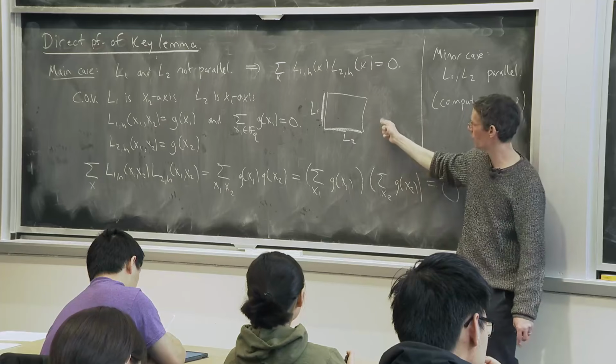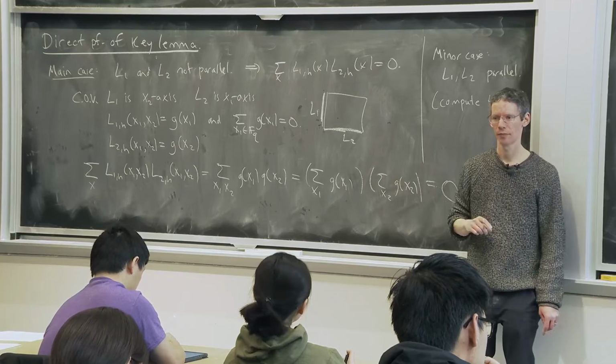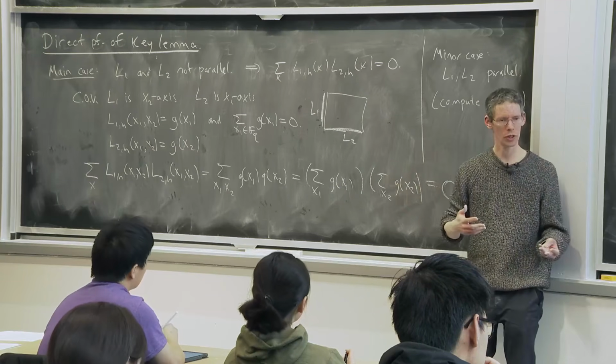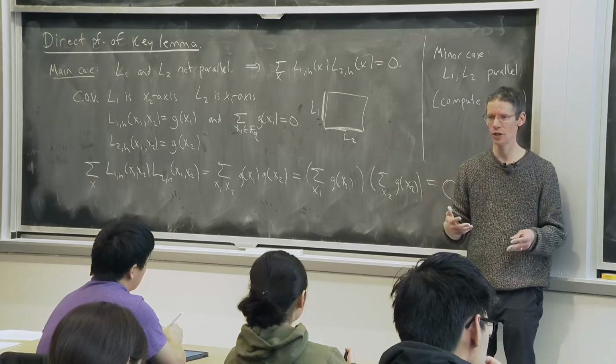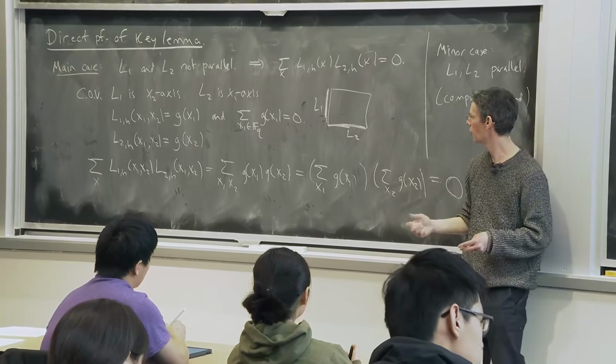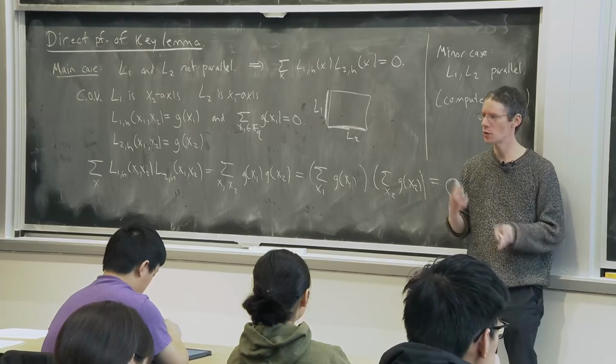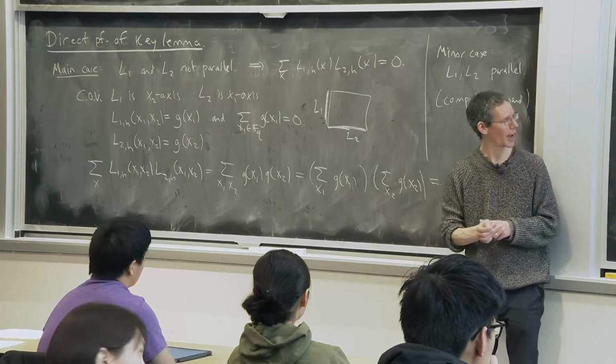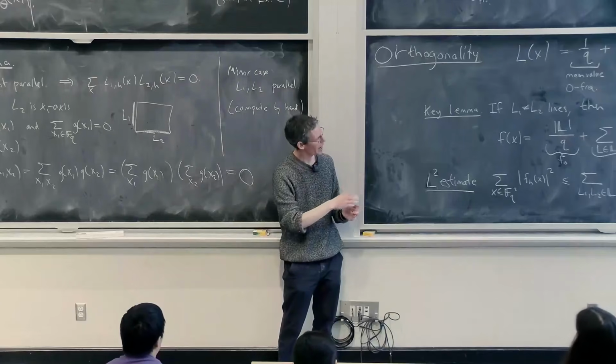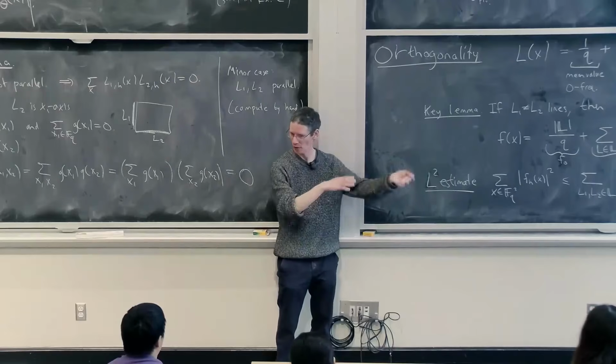OK, so that's one way to prove the key lemma. But the key lemma also, the whole setup also has a nice relationship to Fourier analysis. And we can also use Fourier analysis to prove the key lemma. And if we do it that way, we can sort of justify in a precise way saying that something is the 0 frequency part or the high frequency part.